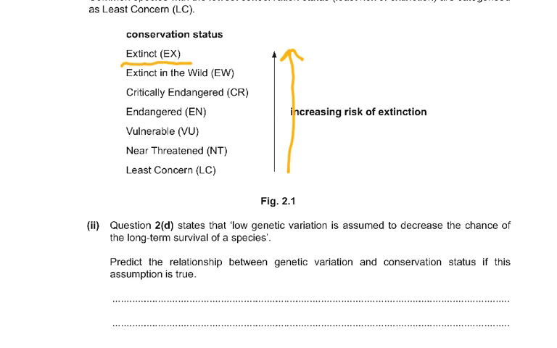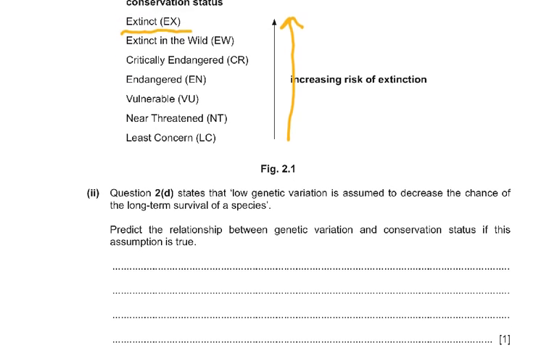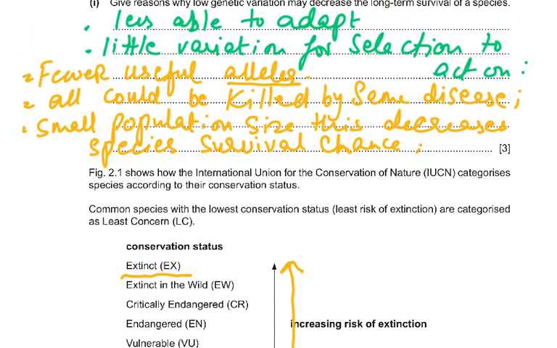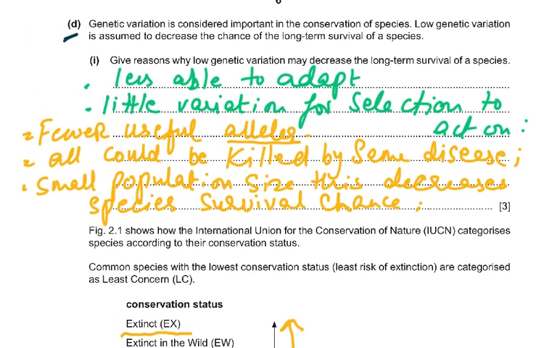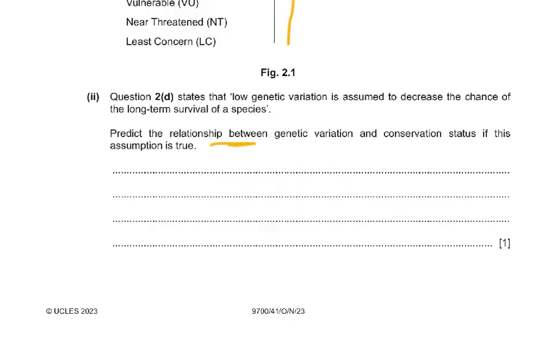Question 2D states that low genetic variation is assumed to decrease the chance of the long-term survival of a species. Predict the relationship between genetic variation and conservation status if this assumption is true. So in 2D we talked about this: give reasons why low genetic variation may decrease the long-term survival of a species. So predict the relationship between genetic variation and conservation status. Naturally, if there is low genetic variation, it means there is a high chance of extinction. The risk of extinction is very, very high.